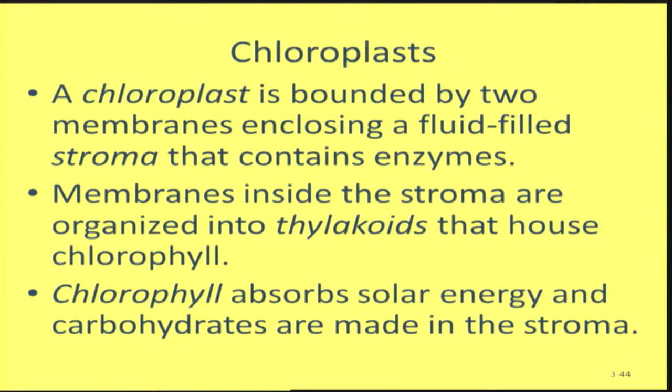Membranes inside the stroma are organized into thylakoids, and thylakoids house the chlorophyll. Chlorophyll is very important for the synthesis of food for the plants. So what does the chlorophyll do? It absorbs solar energy, and carbohydrates are made in the stroma.